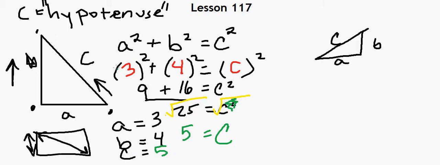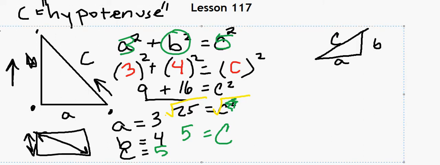The hypotenuse is 5. Now, if we hadn't known B and we just knew C was 5 and A was 3, we could solve the same way, but solving for B, and we would know this is 3 and this is 5. You can use the theorem no matter which one you're missing. Okay?